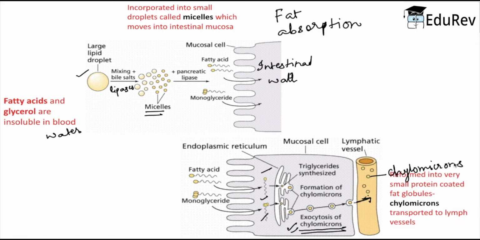Now these chylomicrons are then transported in the blood. So this is how fat is getting absorbed. It is quite a long process as compared to carbohydrates and proteins, which can get directly absorbed. But since fat cannot get absorbed directly, all these processes happen inside the intestinal walls for the fat and glycerol absorption.